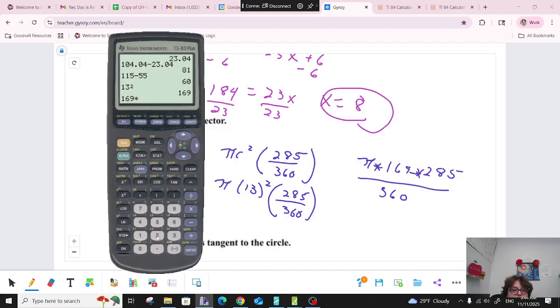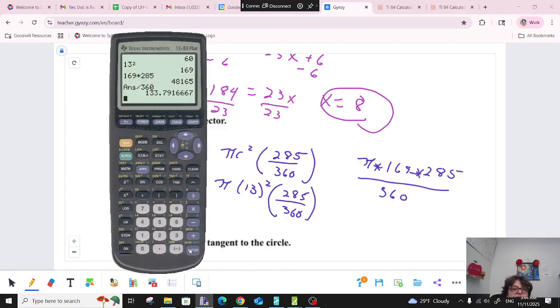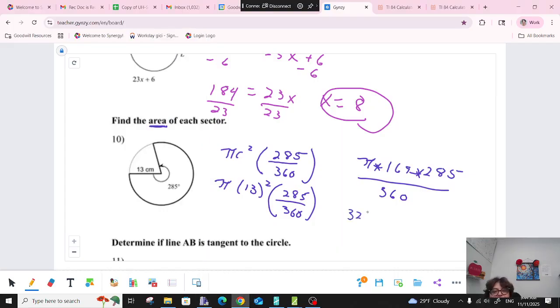169 times 285. Press enter. Divide by 360. And then I'm going to hit math, enter to change it to an improper fraction. Oh, that's an ugly improper fraction. But that's what it is. 3211 pi over 24.